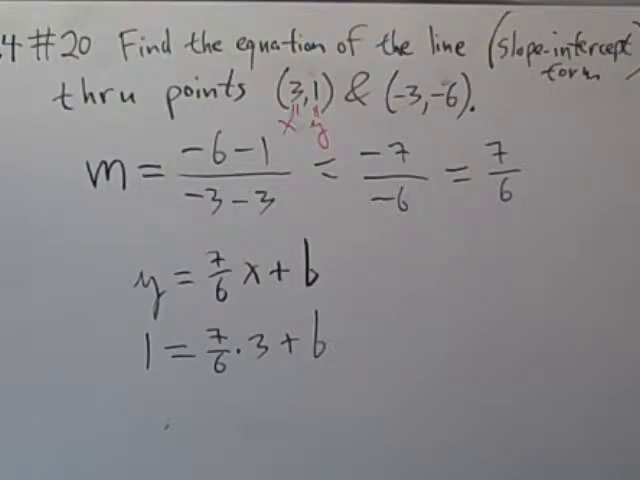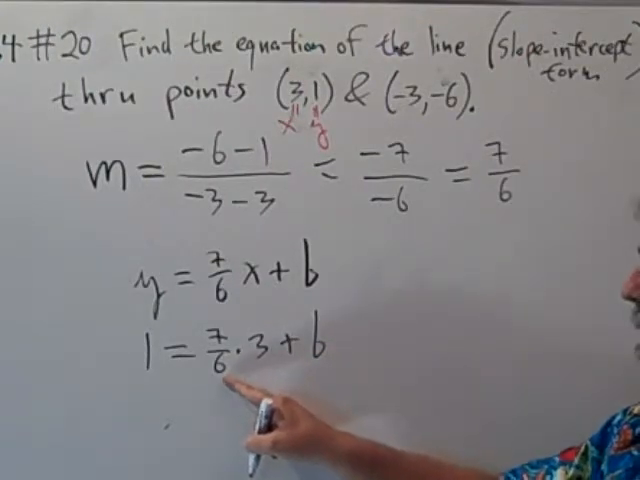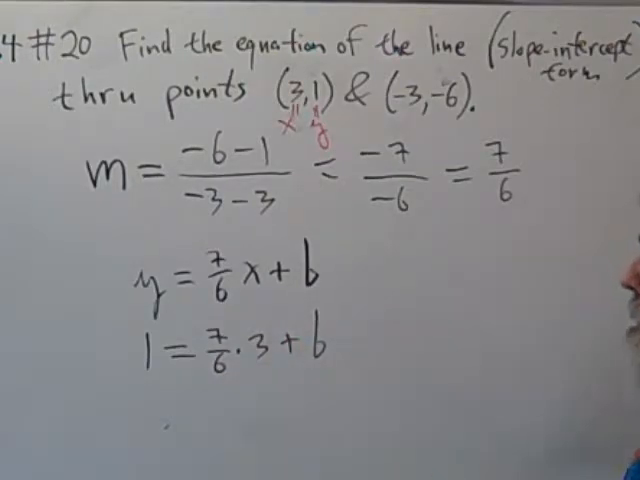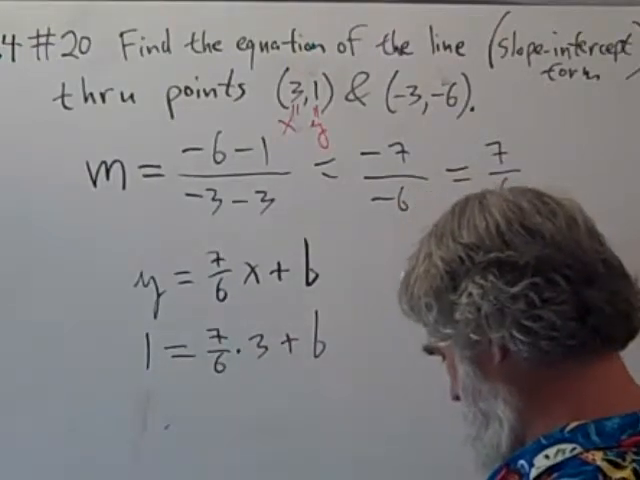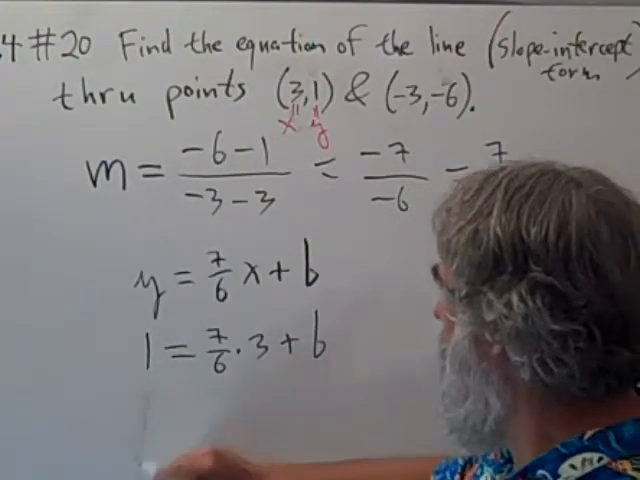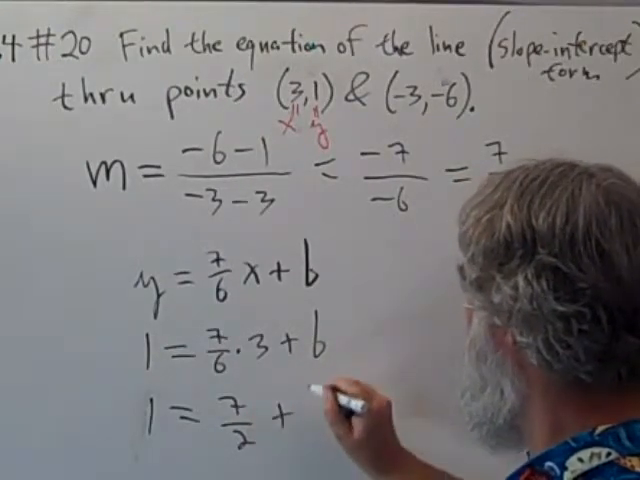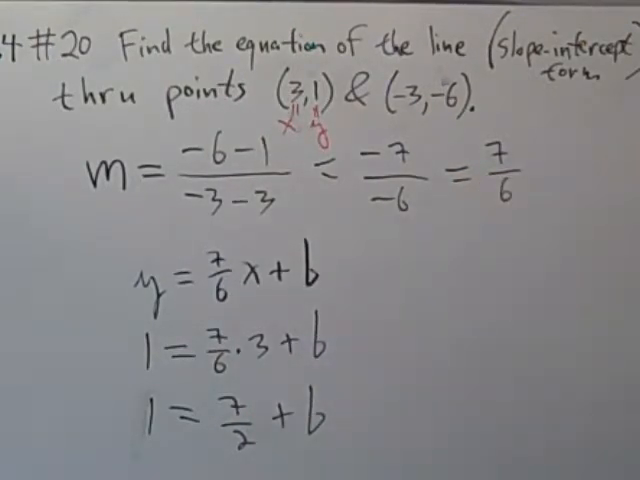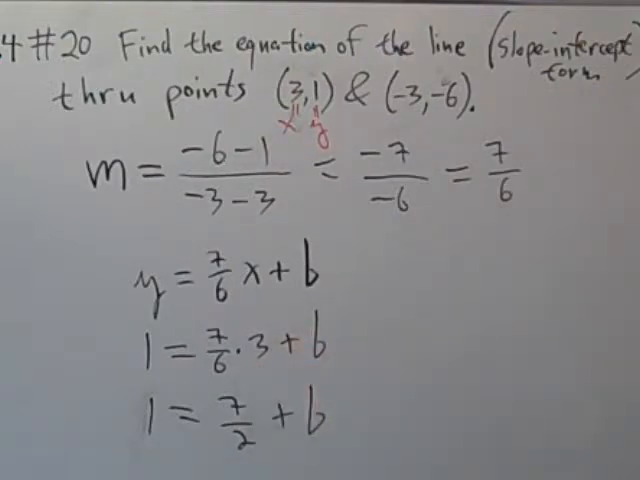And 7/6 times 3, notice the 3 cancels with a 3 in the denominator, leaving a 2. 6 is 2 times 3, and the 3's cancel. So this becomes 1 is equal to 7/2 plus b. So you're left with 7 divided by 2.